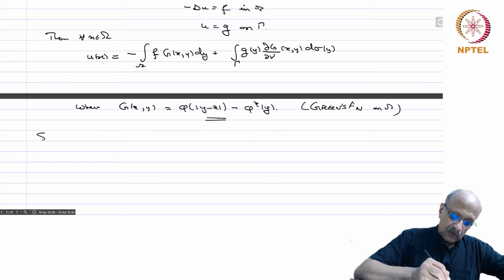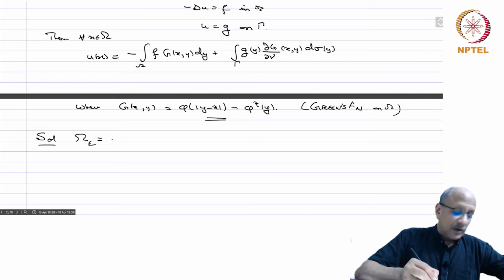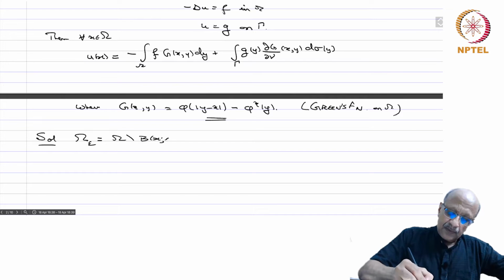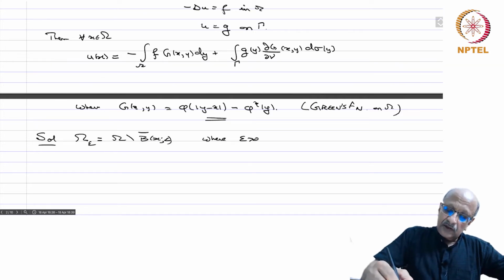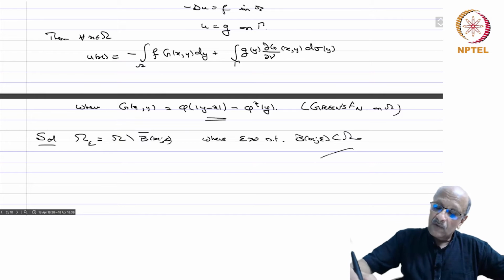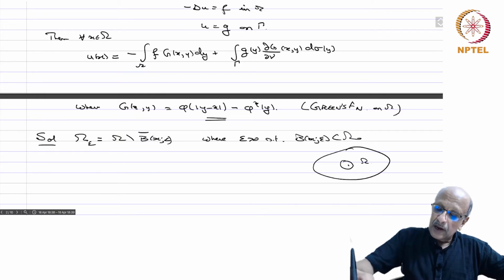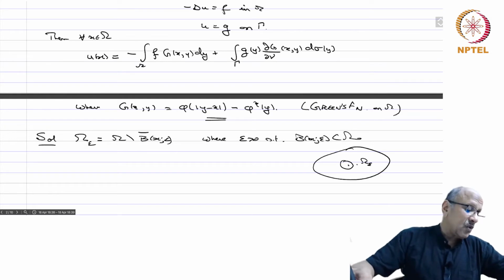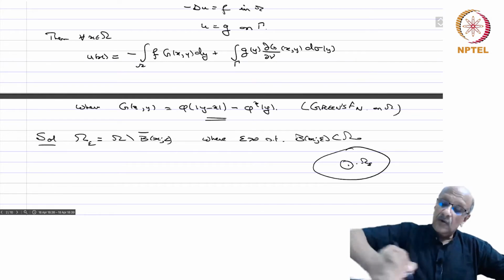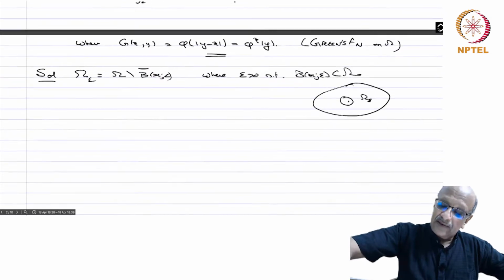So for the proof, omega epsilon you put as omega minus the closed ball B of x epsilon bar, where epsilon greater than 0 is such that B x epsilon is contained in omega. So you have omega here and you have x and a small ball around it, and what you have outside is omega epsilon. Okay. So now we apply Green's identity.